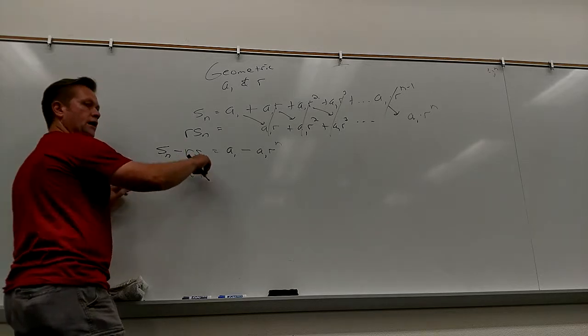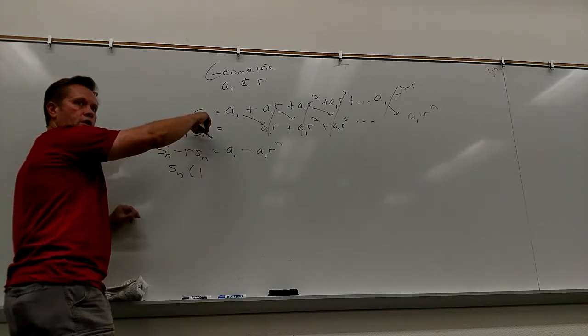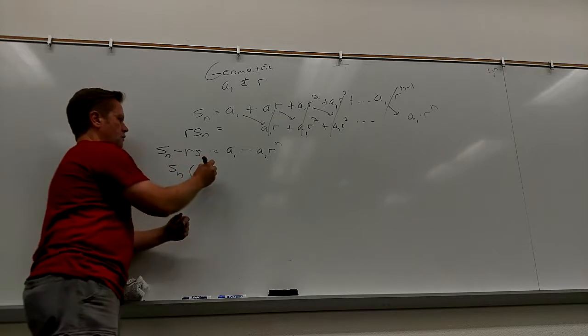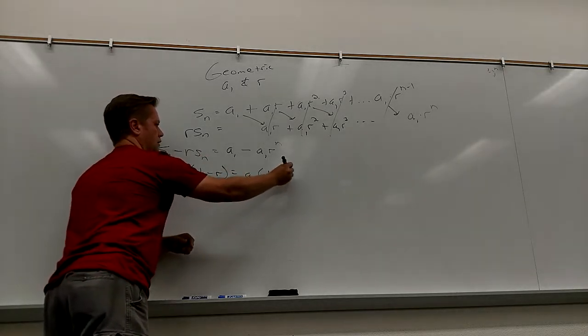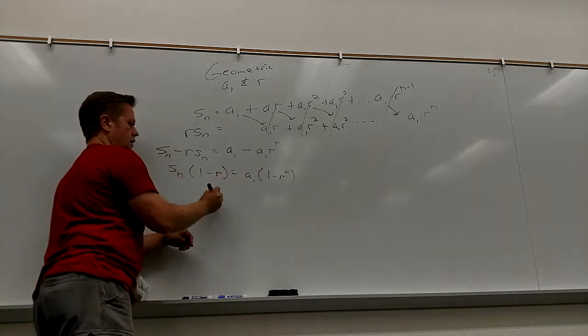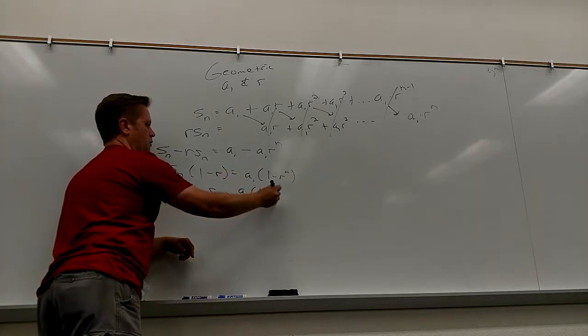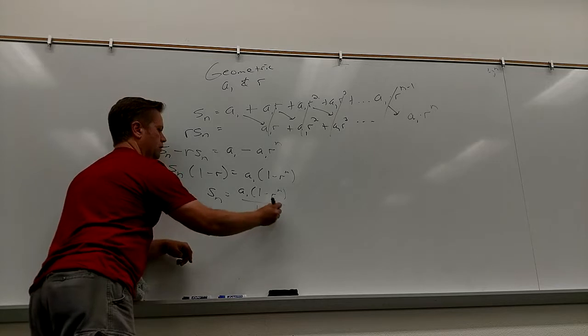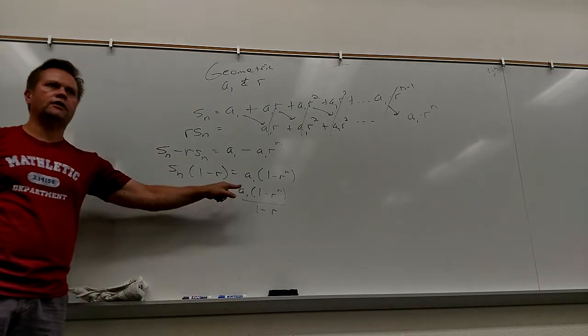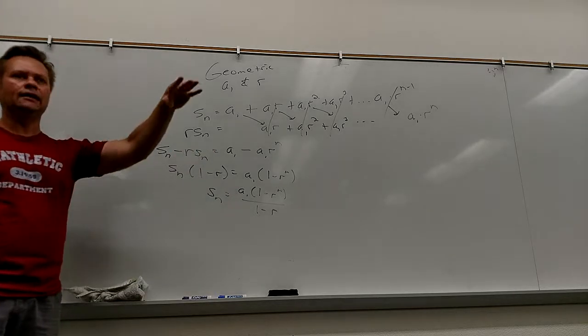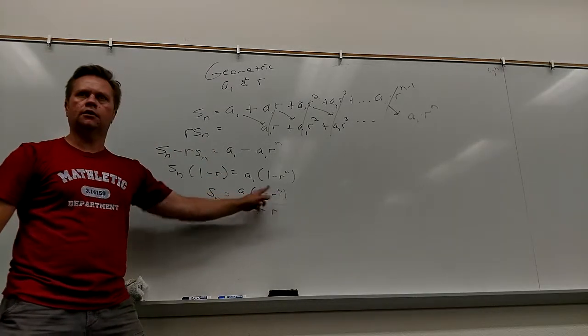I can take an Sn out. That's what I really want to know, isn't it? I want a nice compact formula for Sn. Well, now I can just divide by this. I can take an A1 out. So I get Sn is A1 times 1 minus R to the n over 1 minus R. That is a single thing that I have to calculate. So if I wanted S80, I could just throw an 80 in here.